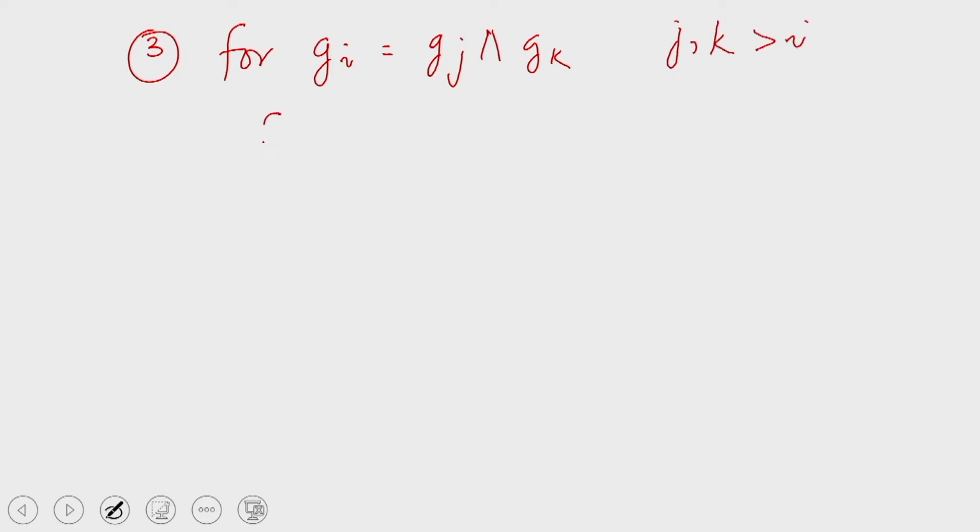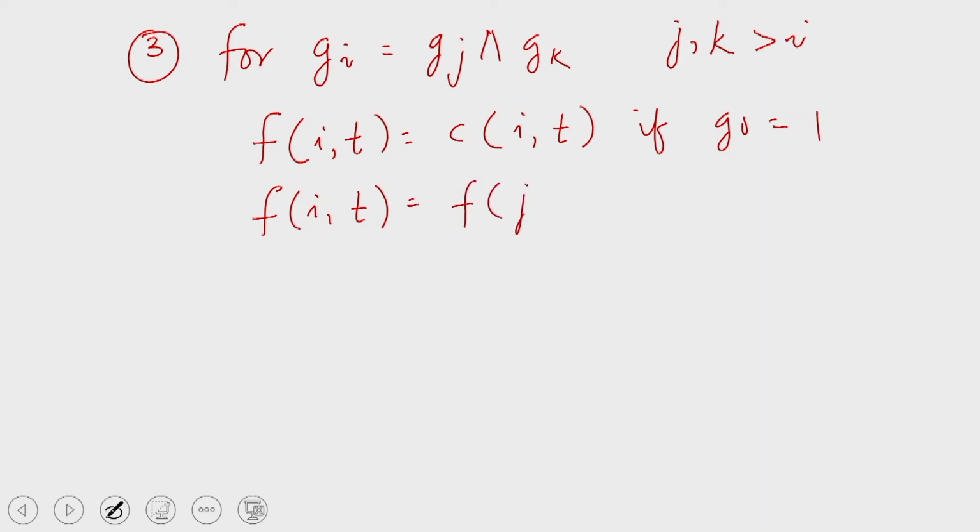Now let us come to the edges that involve S or T. For gi equals gj and gk, an AND gate where j and k are greater than I, we define fit as cit if gi equal to 1, fit as f of ji plus f of ki otherwise. So here we consider all the edges that are from the AND gates to the sink T.